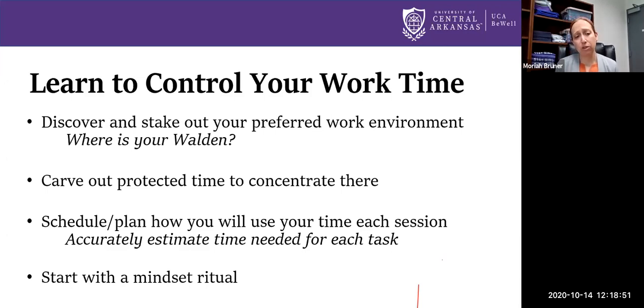And then another tip is to start with a mindset ritual. So this could be like, let me back up just one second. So it's about scheduling your time too. This is really important. So a lot of you talked about deadlines.